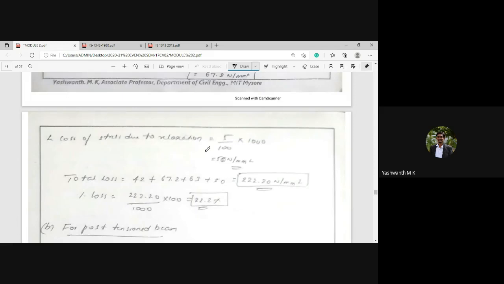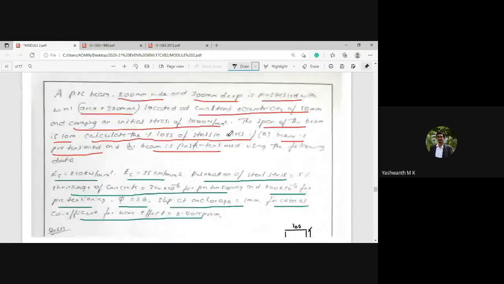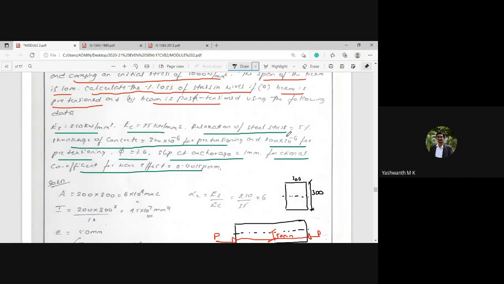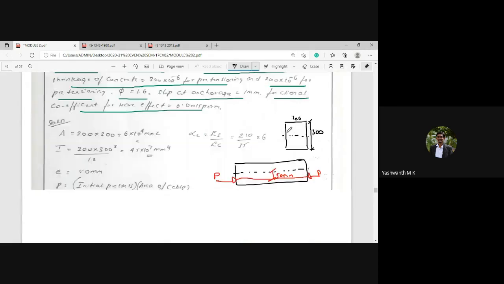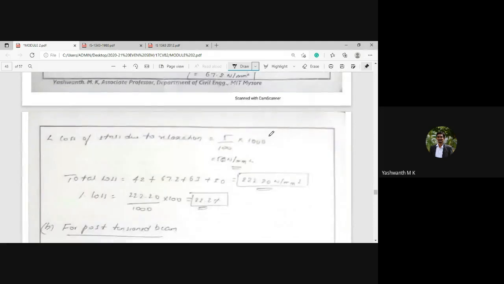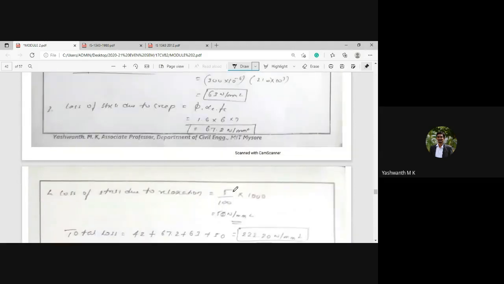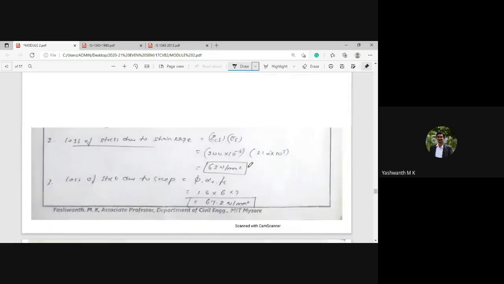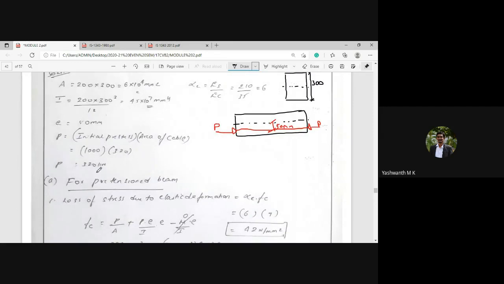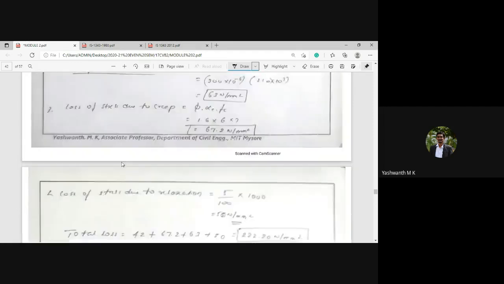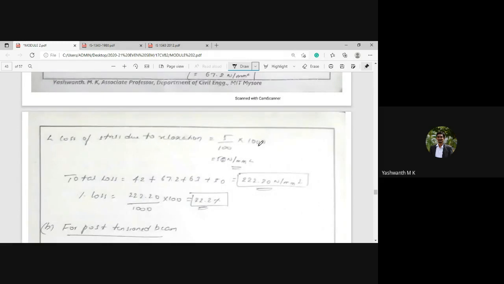Next, loss of stress due to relaxation. As I stated, they are going to mention it in percentages. You can see in the problem, the relaxation of steel stress is equal to 5%. Since it is in percentages, let us convert it into Newton per millimeter square. That is 5 divided by 100 multiplied by 1000. Where did you get this 1000? That is the initial pre-stress value, so please be careful. 5% of initial pre-stress, 5 divided by 100 into 1000, will get you 50 Newton per millimeter square. So this is the loss of stress due to relaxation.